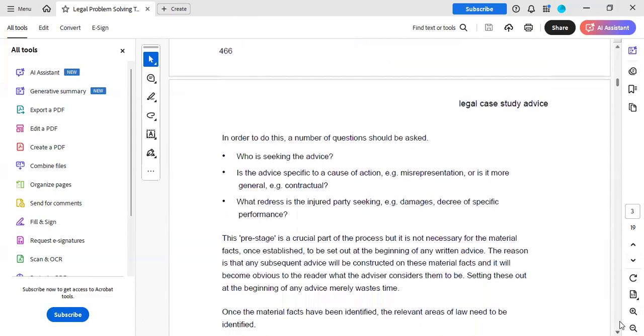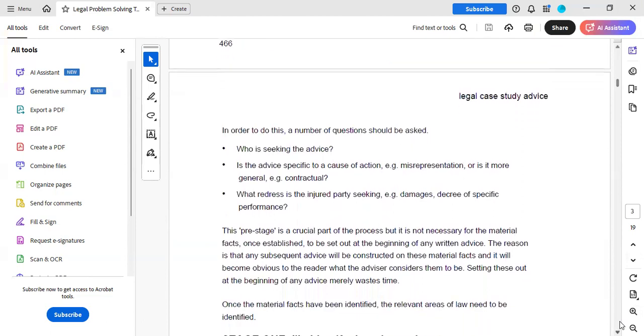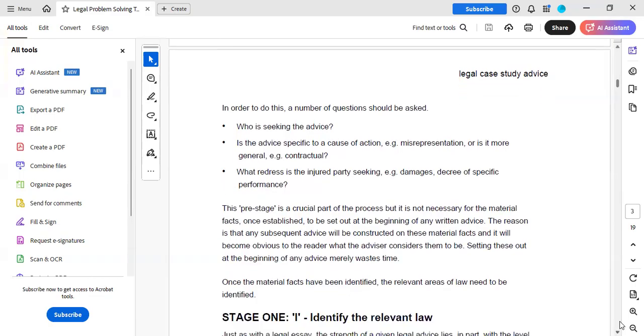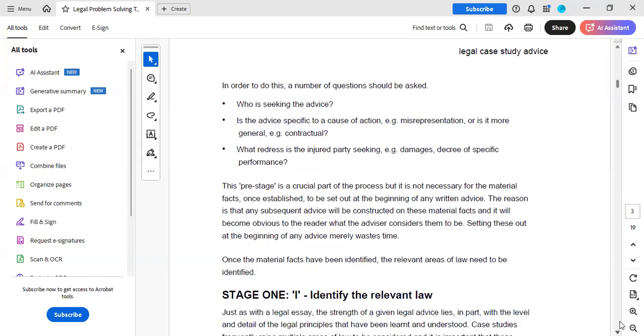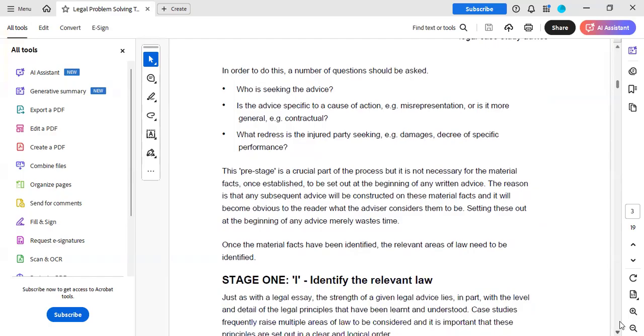In order to do this, you have to know who is seeking the legal advice. Is the advice specific to a cause of action? Could be a misrepresentation or something general contractual, or what redress is the injured party seeking. So there are certain things that will guide you to know the material facts. Another important thing that will guide you to know the material facts is where stage one will go in.